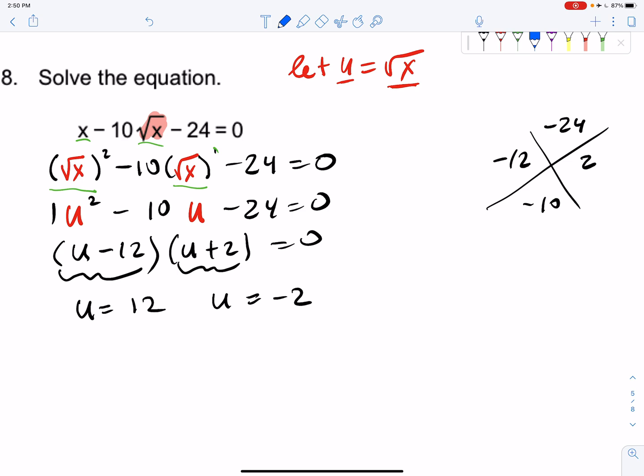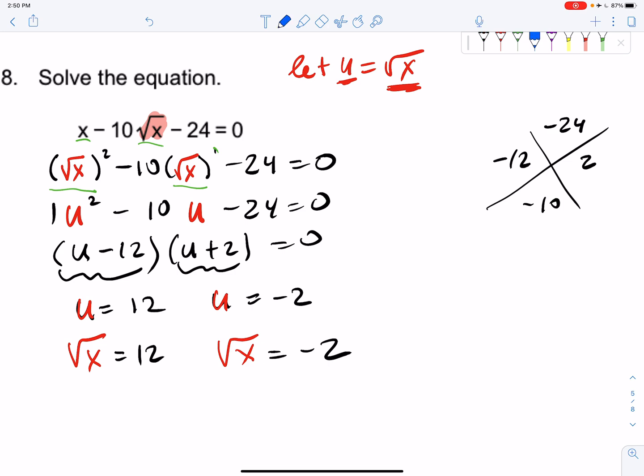Okay, anyhow. So now what we want to do is wherever we see a u, we're going to replace it with the square root of x. There's my u, replace with the square root of x. There's my u, replace with the square root of x. Write the rest of the equation. Square root of x equals 12. Square root of x equals negative 2.